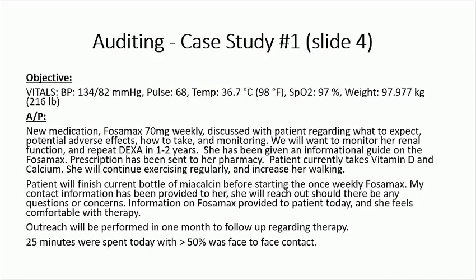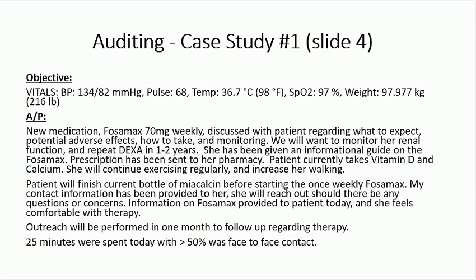Slide 4 for Case 1 documents the patient's vital signs, and the assessment and plan states that Fosamax 70 milligrams weekly was discussed with the patient regarding what to expect, potential adverse effects, how to take the medication, and monitoring. They will monitor her renal function and repeat DEXA in 1 to 2 years. She has been given an informational guide about the Fosamax, and the prescription was sent to her pharmacy.